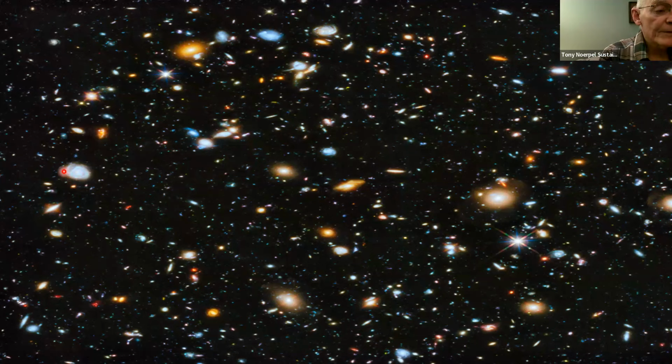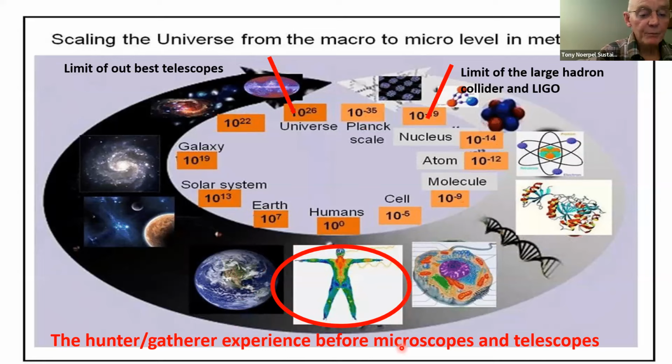Our spiral galaxy looks something like this. Of course, we can't look at ourselves, but some planet in this galaxy looking back towards us with their version of the Hubble Space Telescope would see us in our local neighborhood. I want to talk about what people knew. Hunter-gatherers had no microscopes or telescopes. In fact, everybody before microscopes and telescopes only knew what they could see and observe and measure. Humans are on the order of a meter, and they could see much smaller things, but they couldn't see cells, and they didn't know about cells. And they couldn't have an experience of the Earth as a sphere.